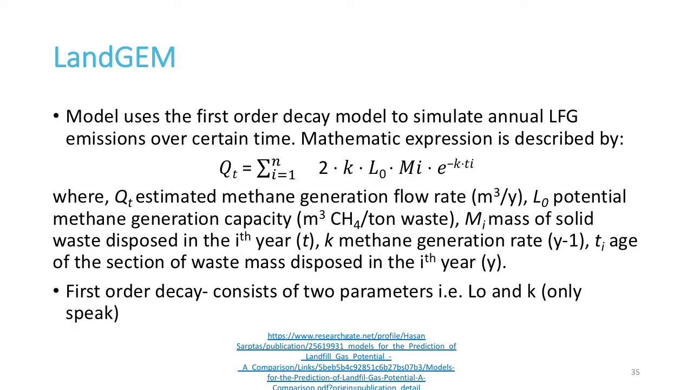Starting with the first model, LandGEM. This model uses first order decay. First order decay consists of two parameters, that is L0 and k. And here's the mathematical expression given, in which Qt is the estimated methane generation flow rate, L0 is the potential methane generation capacity, Mi is the mass of solid waste disposed in the ith year, k is the methane generation rate, and ti is the age of the section of the waste mass disposed in the ith year.